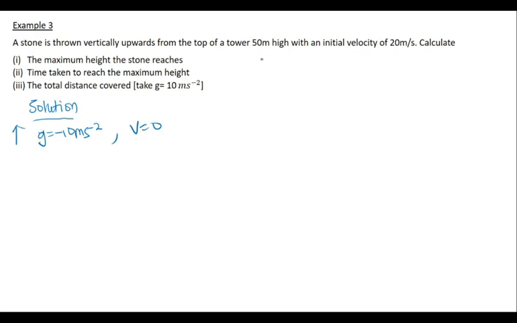So we have the height of the tower to be 50 meters. All right. And then our initial velocity is given to us as 20 meters per second. So we have to calculate the maximum height the stone reaches. Okay, so let's draw the diagram. So we have a tower. This is our tower. Beautiful. Then we throw a stone vertically upwards, and it goes and it comes down. So the height of the tower is 50 meters.